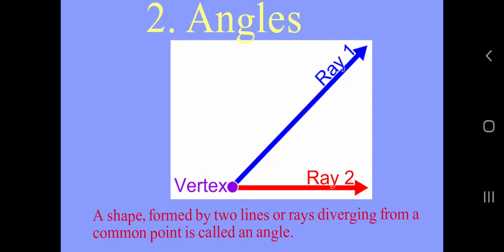Now we are going to learn its types. There are 7 types of angles. The names are zero angle, acute angle, right angle, obtuse angle, straight angle, reflex angle, and last, complete angle. Now we are going to study them one by one.